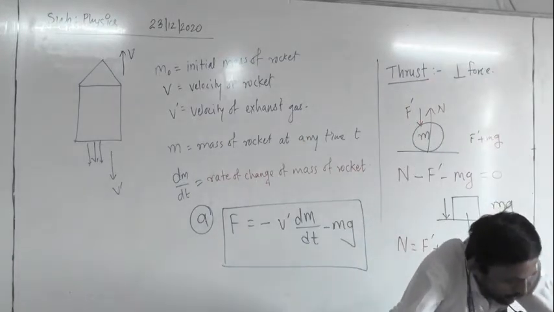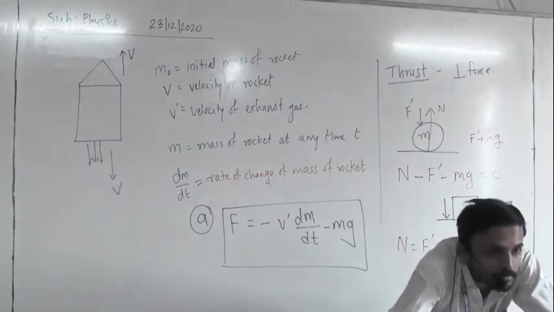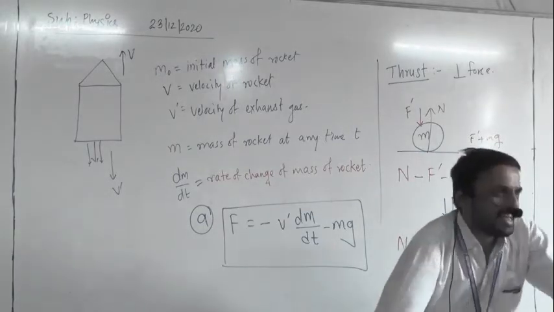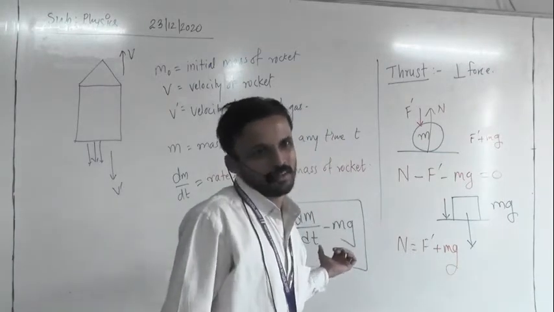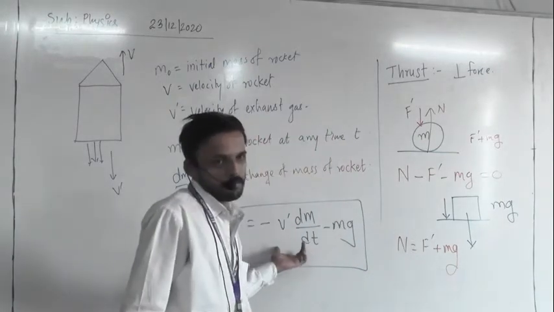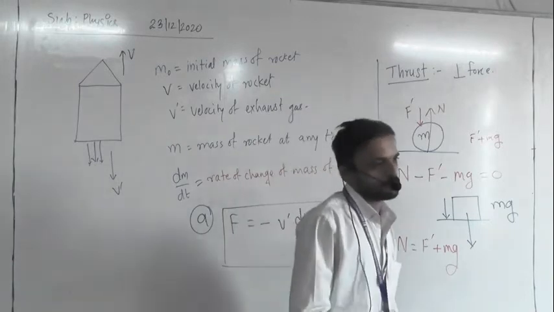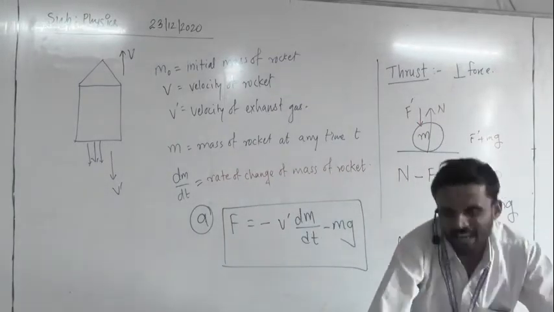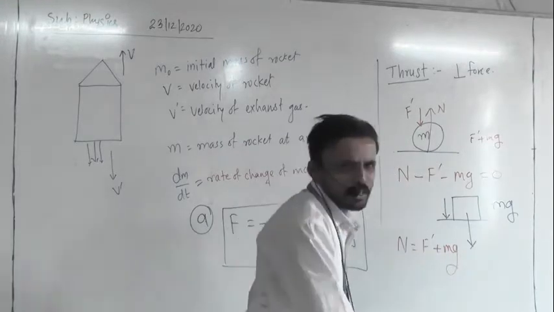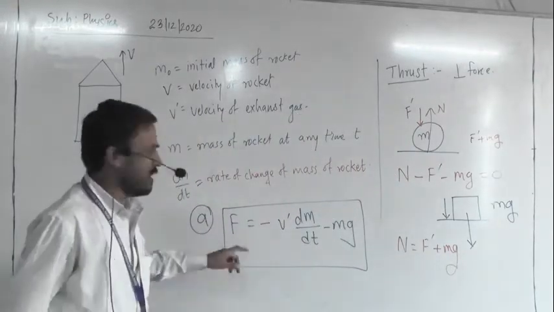Okay, now acceleration. A is equal to F upon M, so you just divide by M. Divide it by M. No need to explain. See, F is equal to M a.